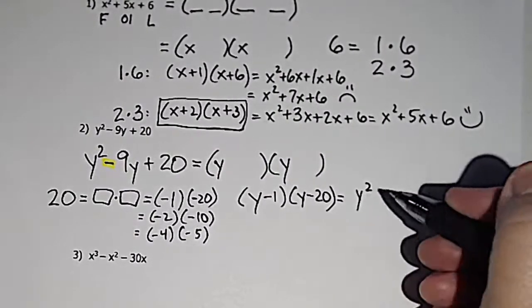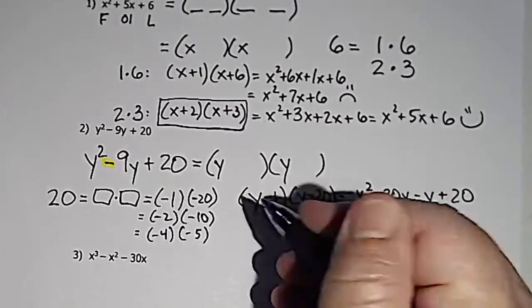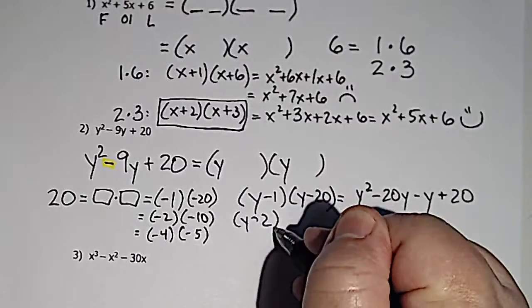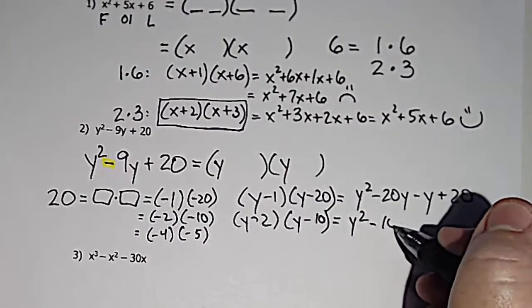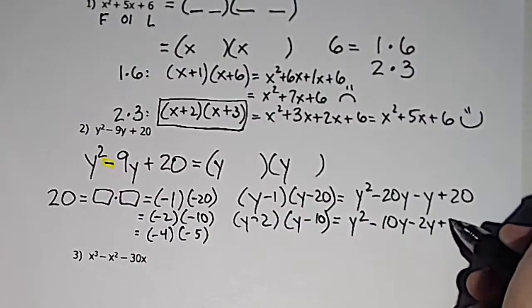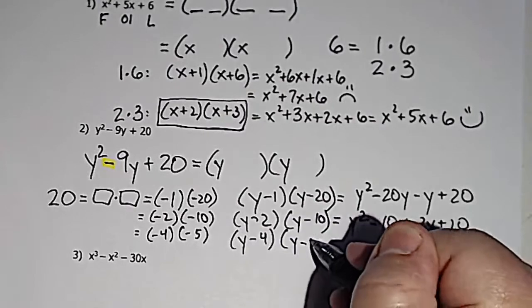Very quickly, y squared minus 20y minus y plus 20. This would be y minus 2, y minus 10. So that's y squared minus 10y minus 2y plus 20. The last one would be y minus 4 times y minus 5.